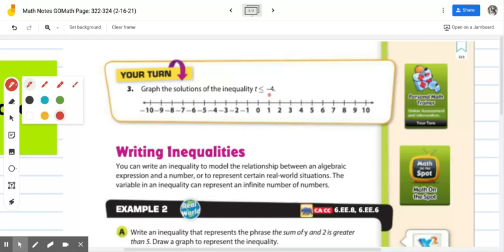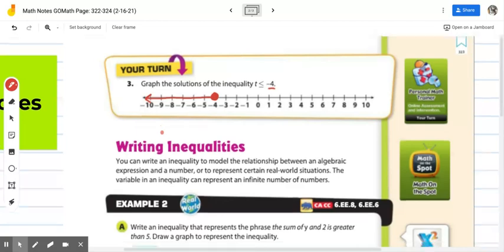on the number line. I'm going to find -4. And because t is less than or equal to -4, I'm going to be using a solid graphed point there for -4. Now, which way do I need to go? Well, t is less than or equal to -4, so everything to the left is less than -4, which is a solution for t, including -4 itself.